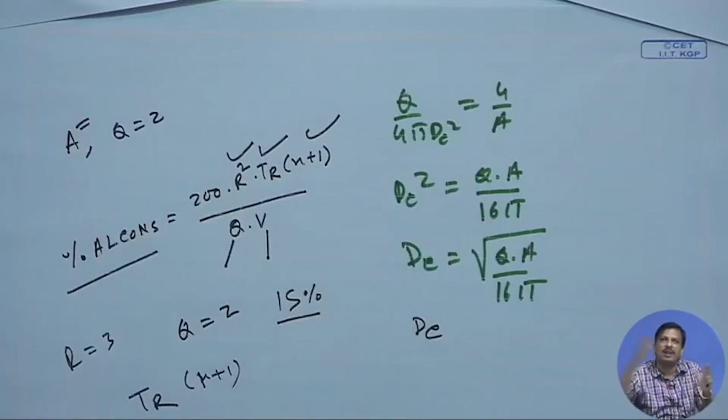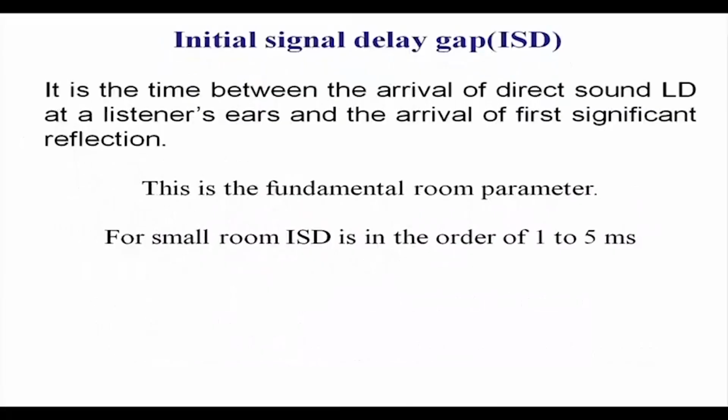So, when you design an auditorium, if somebody asks, can you calculate the distance from the stage, distance from the source, let us say two speakers I place on the two sides of the wall at the front of the auditorium, the stage side, then from the speaker to any distance I can calculate the percentage Alcons. Okay. Speech intelligibility. Then there is another term called initial signal delay gap.